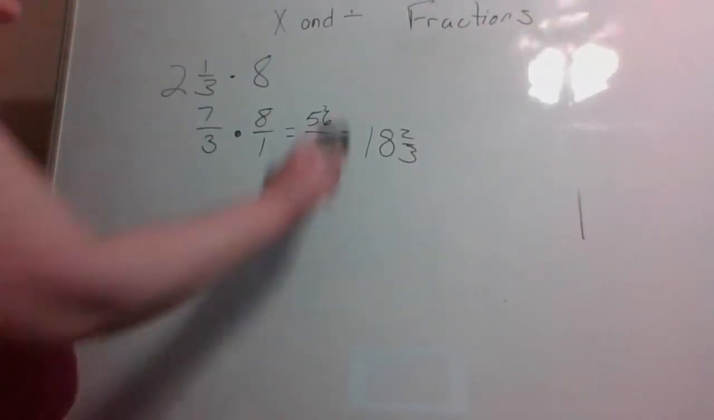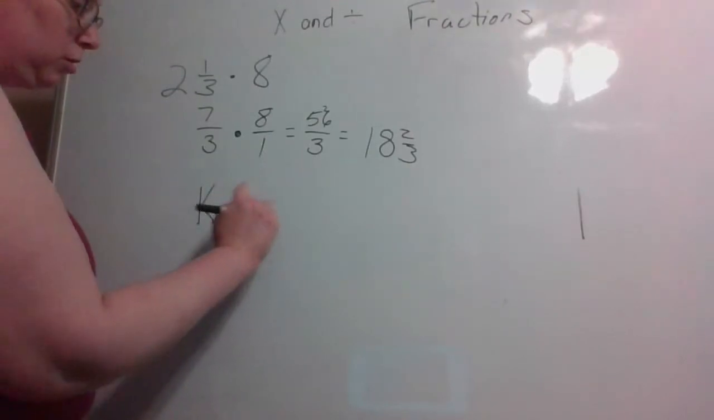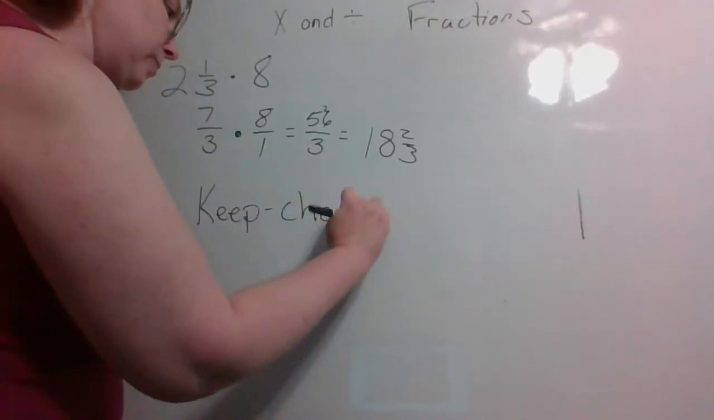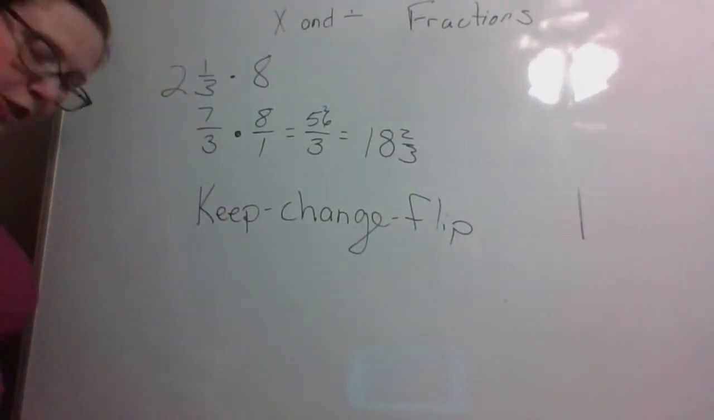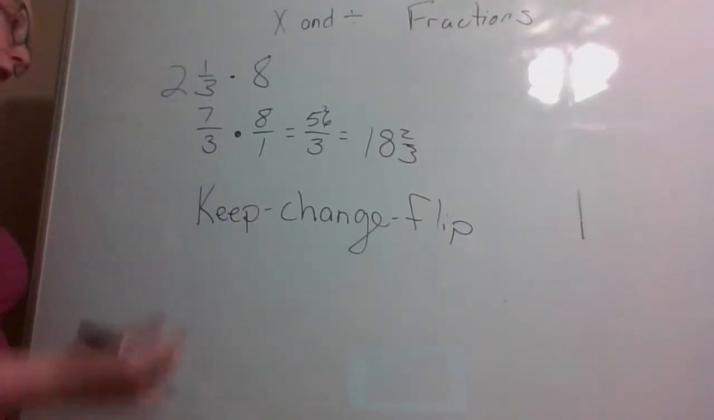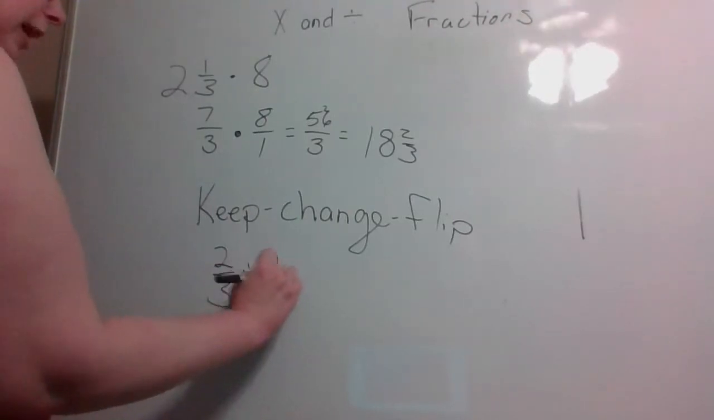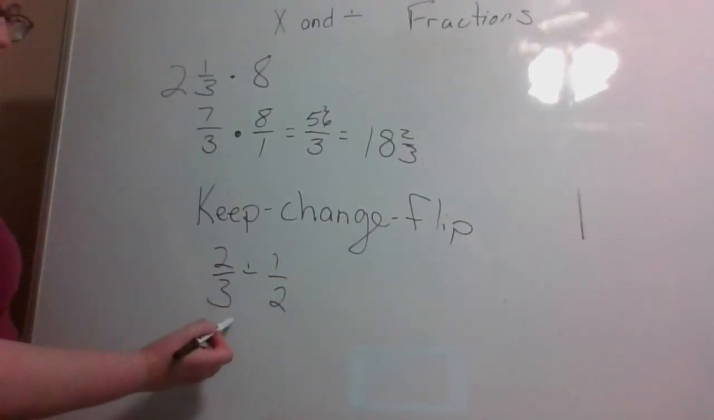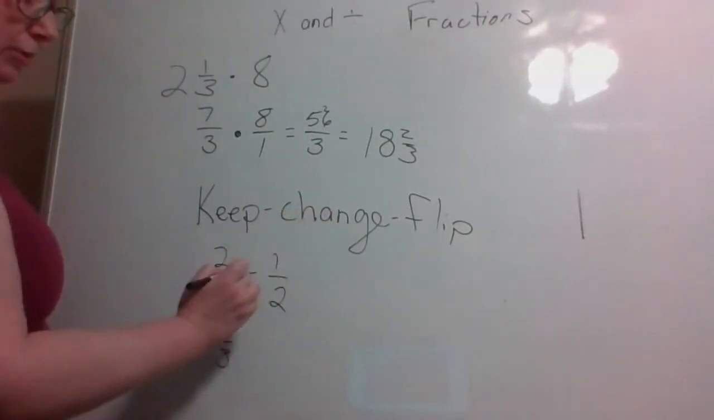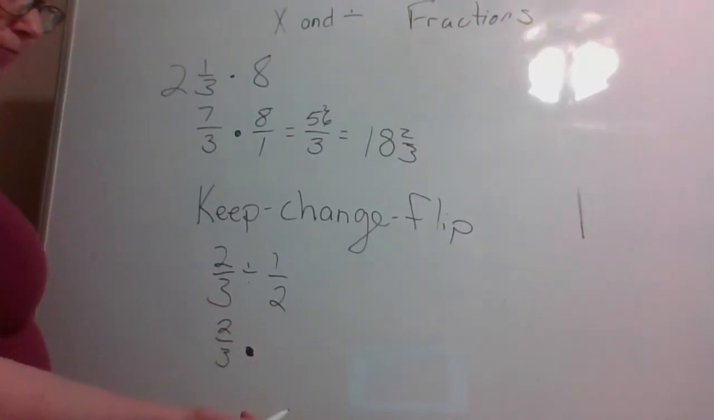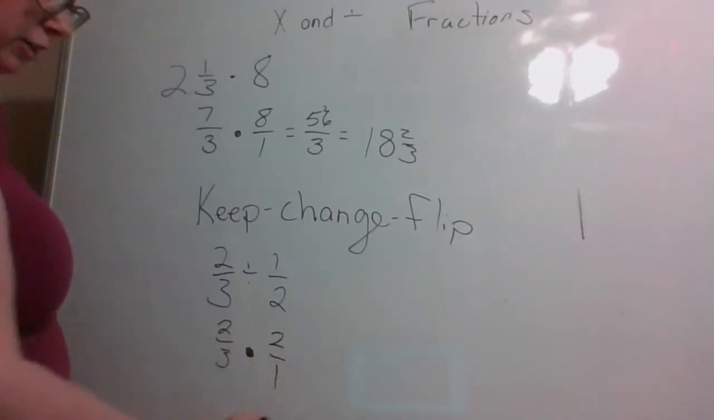The deal with dividing fractions is the lovely keep, change, flip. So keep, change, flip will get you out of a jam when you are dividing fractions. And this is what it looks like. Say we have 2/3 divided by 1/2. What you do is keep your first fraction, change from division to multiplication, and you actually flip over your second fraction.